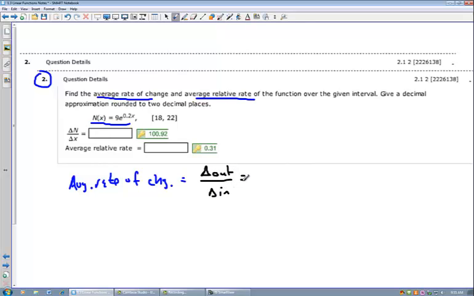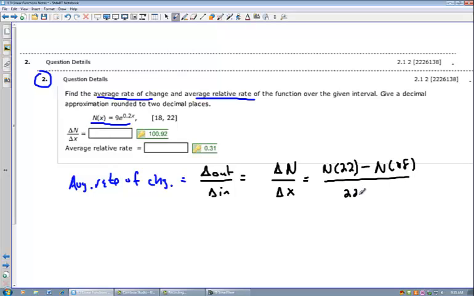And if you want to start to be a little bit fancy, you can write this as the change in n, where the output is n, over the change in x, where the input is x. This delta is the Greek letter delta, which represents change in calculus. So this is going to equal, we're going from 18 to 22, so this is going to be n of 22. First I'll write it down in functional notation so you can see how this works, minus n of 18, divided by the change in the input.